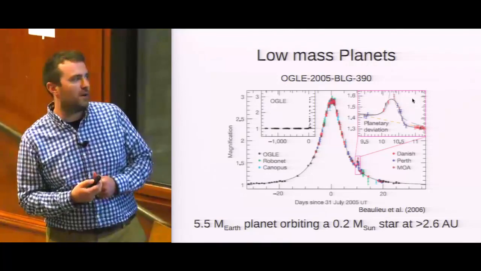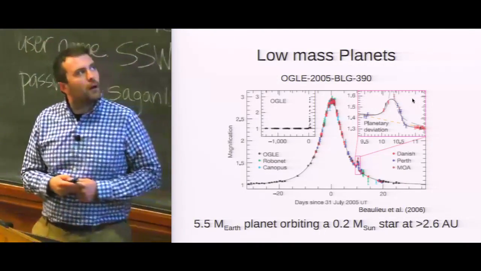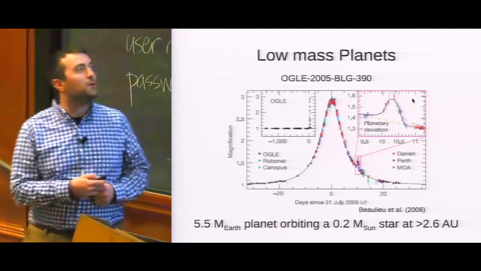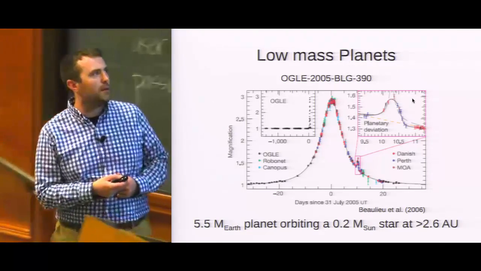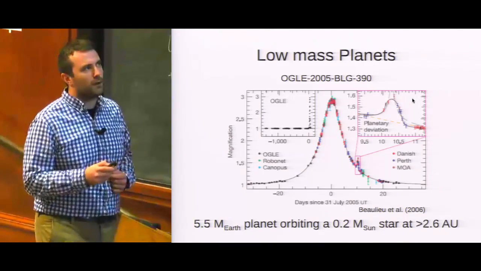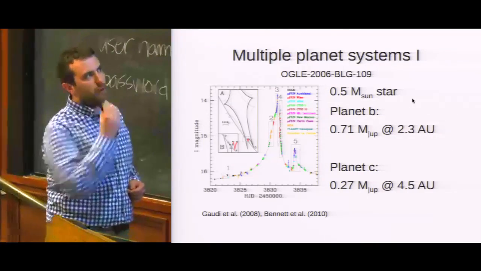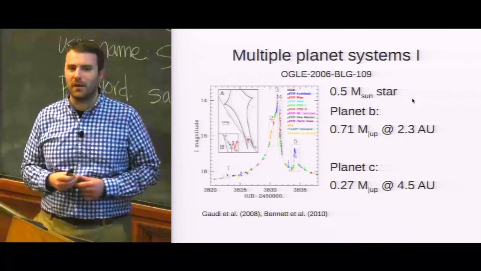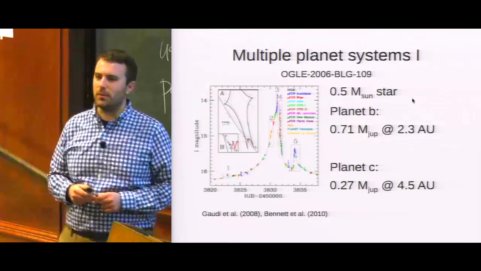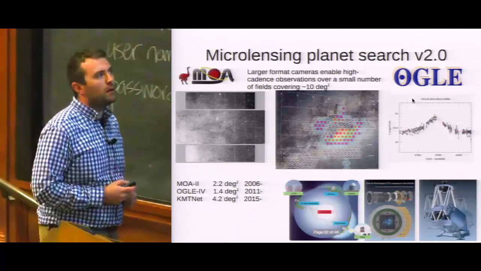Then there's this very low mass 5 Earth mass planet that was found in 2005, which was, I think, close to the lowest mass planet at the time that had been found. Maybe it wasn't quite the lowest. And then there was this double planet system that looked just like a scaled down version of Jupiter and Saturn around a half solar mass star.